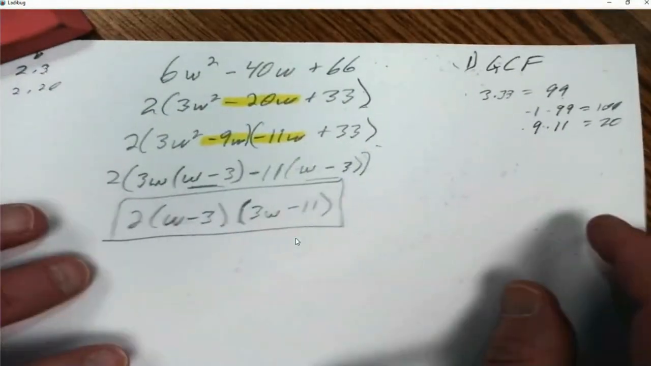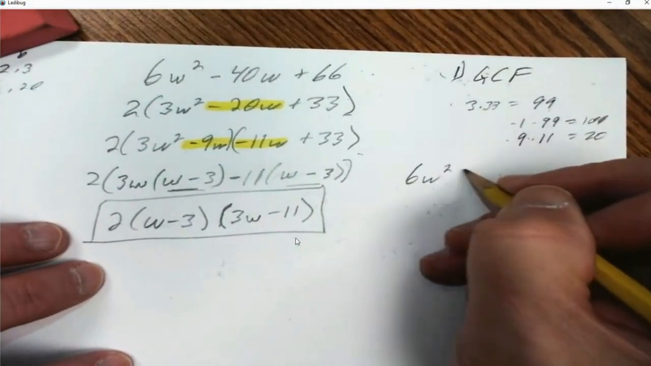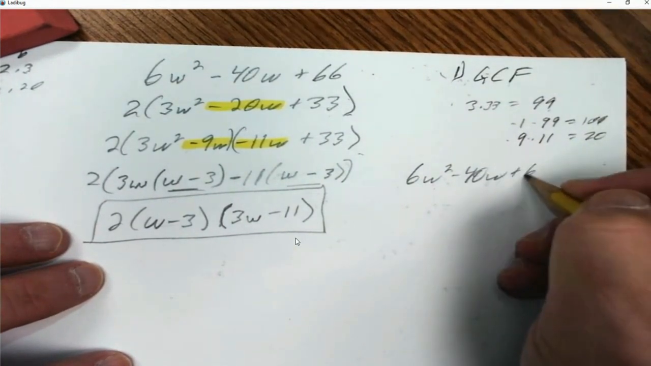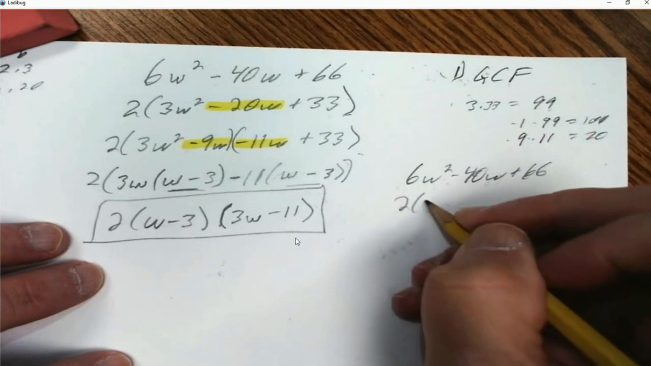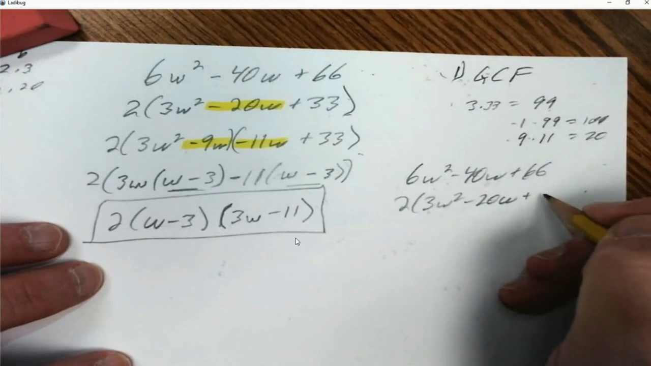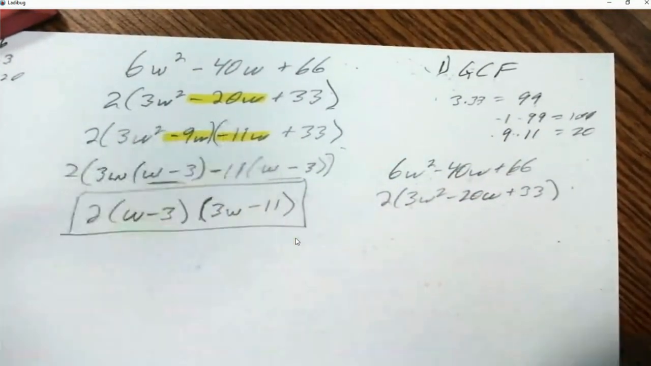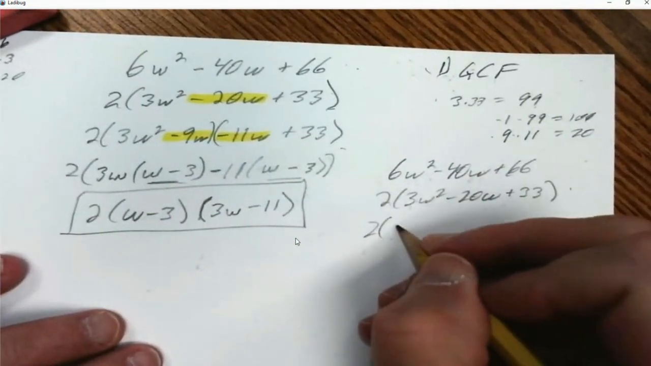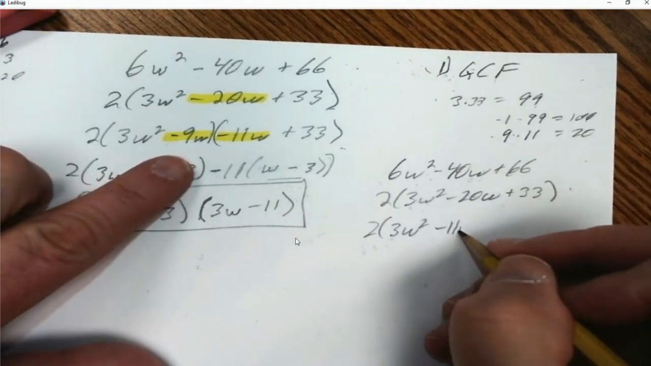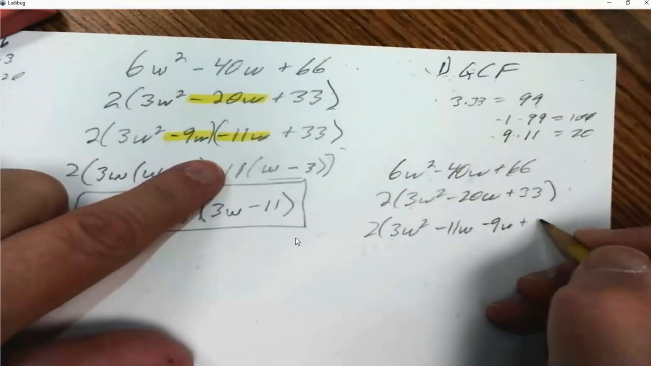Now, you think, what if you did that differently? You can do it either way. Just choose the one that's easier for you. Let's go to this one: 3w squared minus 20w plus 33. If I would have switched these, because it doesn't matter which order I put those in, it just may make it easier. Let's put the 11 first this time, and then the negative 9w plus 33.